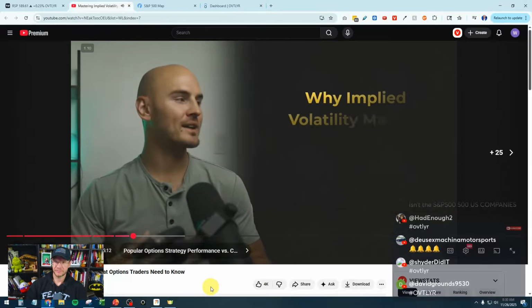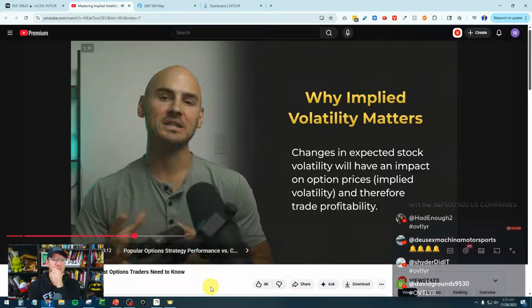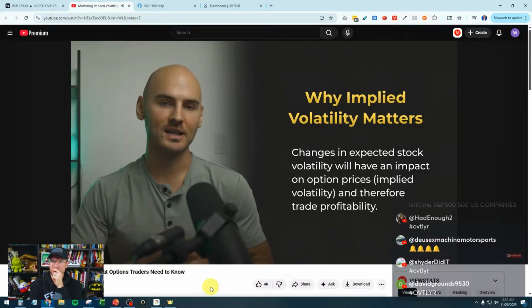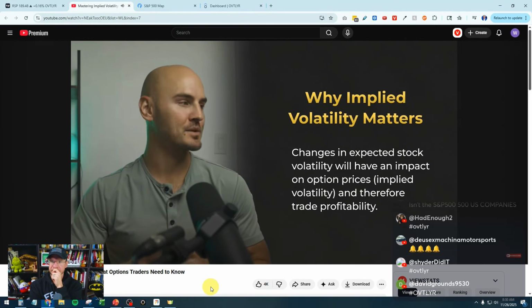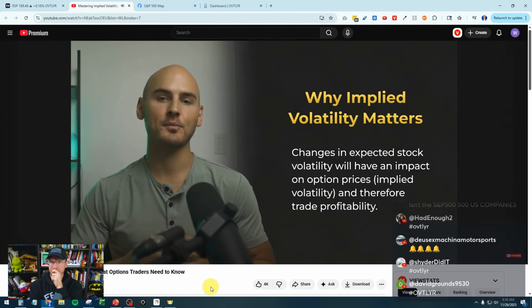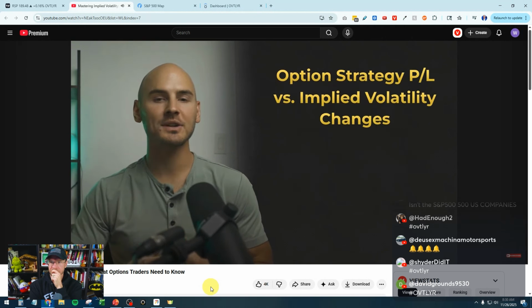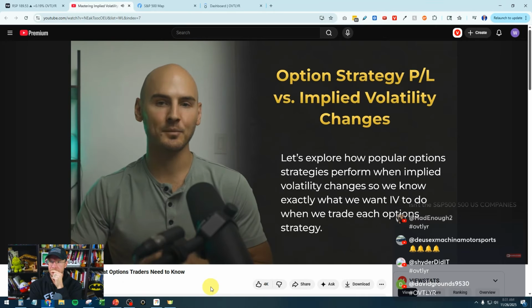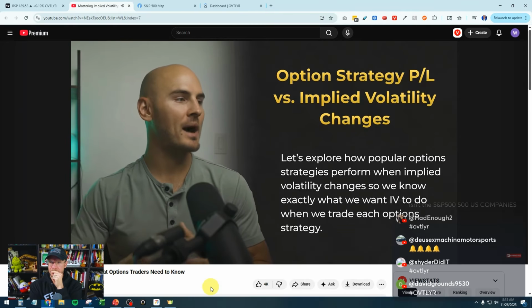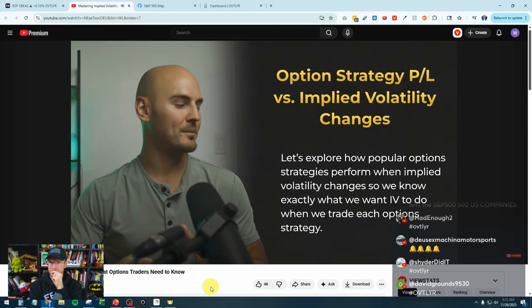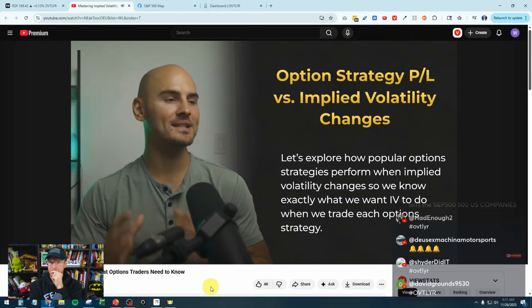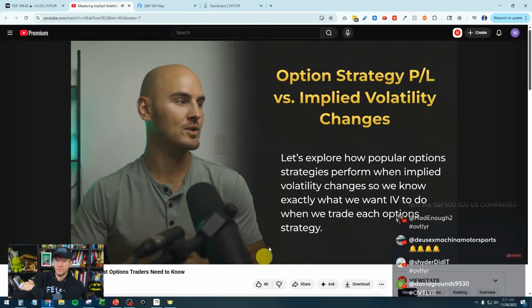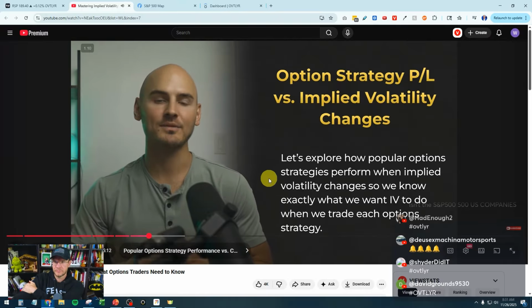Implied volatility is so important because changes in expected stock volatility will have an impact on option prices and therefore trade profitability or performance. What I want to do now is look at option strategy profits and losses versus changes in implied volatility. So let's explore how popular option strategies perform when implied volatility changes, so we know exactly what we want implied volatility to do when we trade each respective option strategy.